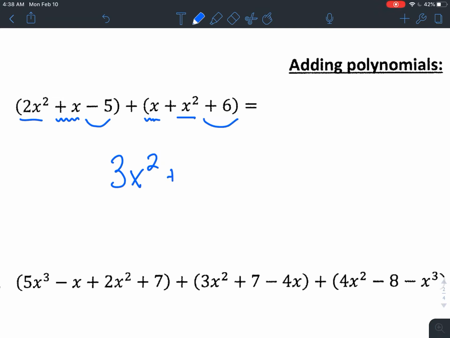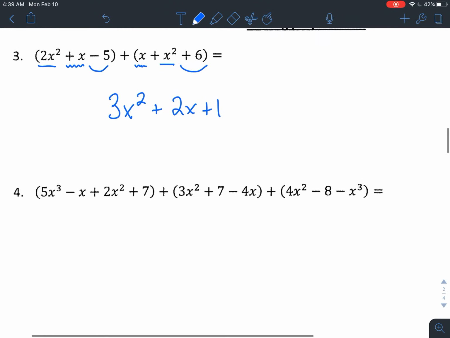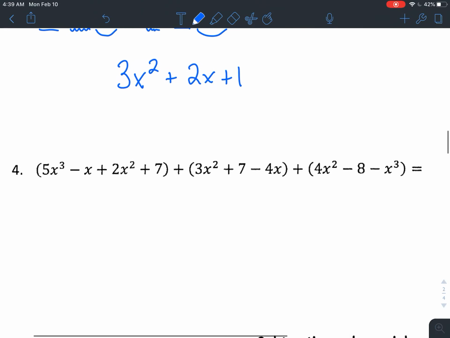x plus x gives me a 2x. And then negative 5 plus 6 is a total of positive 1. And it really is that easy. It's just literally collecting like terms for addition.